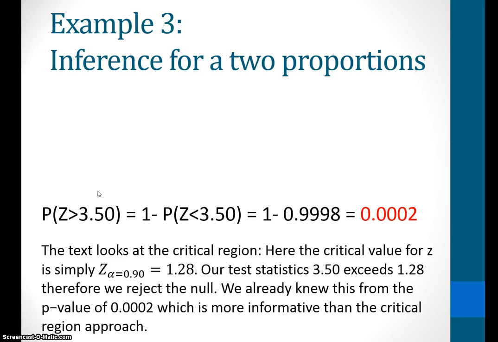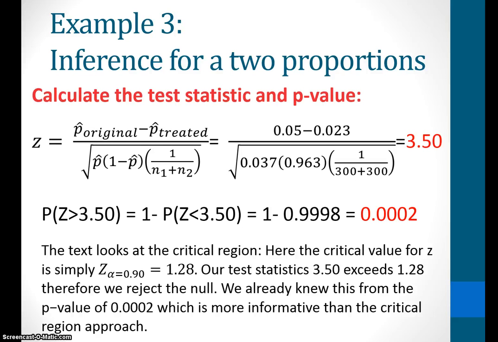Again, your text typically looks at a critical region. Here the critical value for z is simply 1.28. Our test statistic exceeds that, at 3.50, and so therefore we would reject the null. We already knew this from our very small p-value, but the p-value is so much more informative than the critical region approach, and therefore I prefer it. Here are the calculations for that particular test statistic.